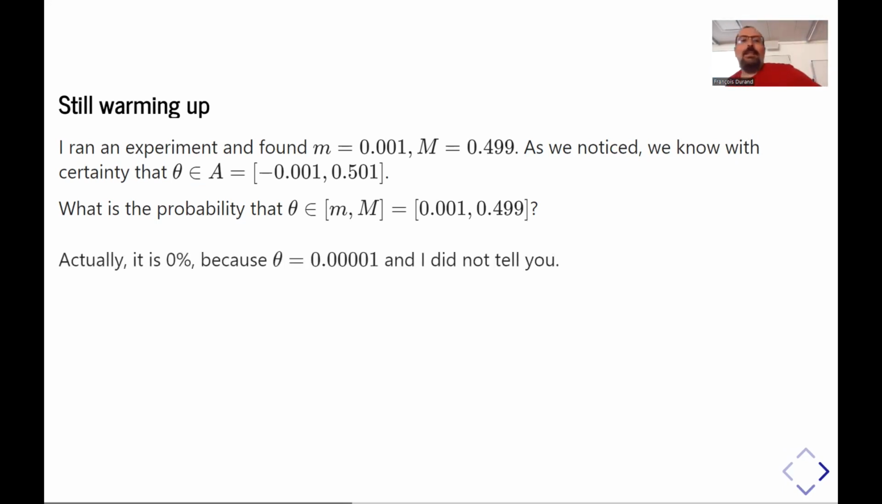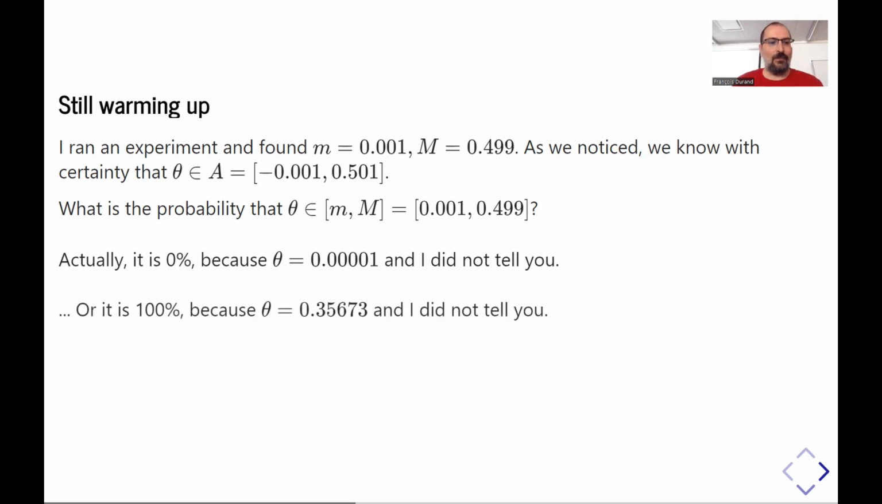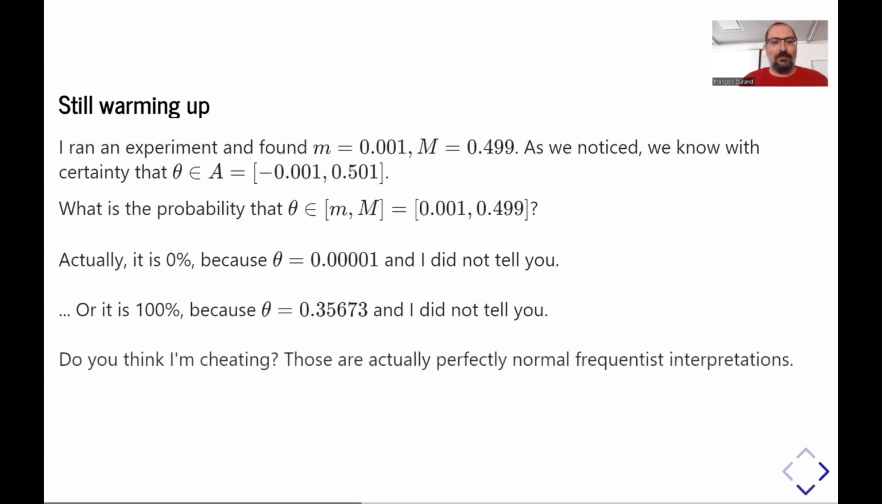Okay, so the probability is 0% because theta happens to be equal to 0.00001, and I simply didn't tell you. Or in fact, it is 100% because theta was equal to 0.35, and I did not tell you. That's the frequentist interpretation. There's no probability, in fact. Theta is somewhere, either it's in the interval or it's not. That's a perfectly normal frequentist interpretation.